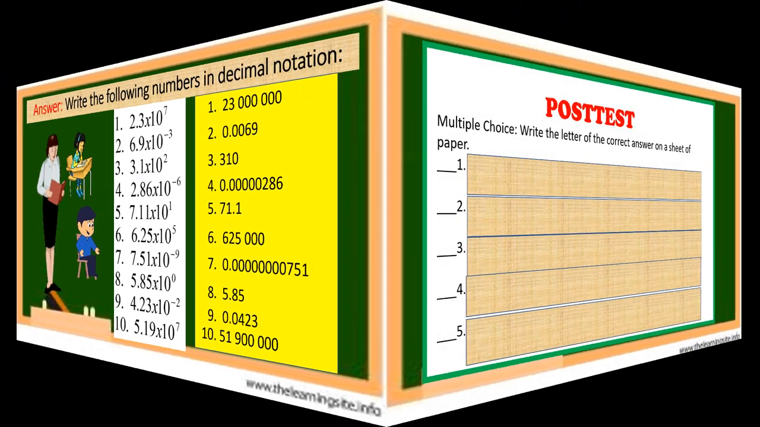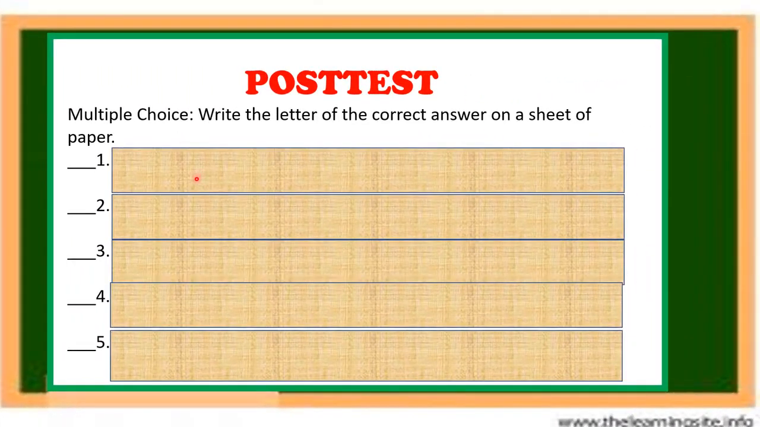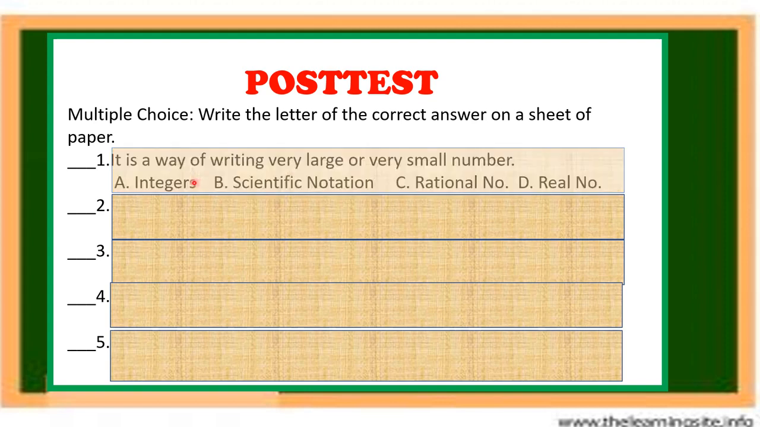We have our post test, multiple choice. Write the letter of the correct answer on a sheet of paper. Number 1. It is a way of writing very large or very small numbers. Letter A, integers. Letter B, scientific notation. Letter C, rational numbers. Letter D, real numbers.